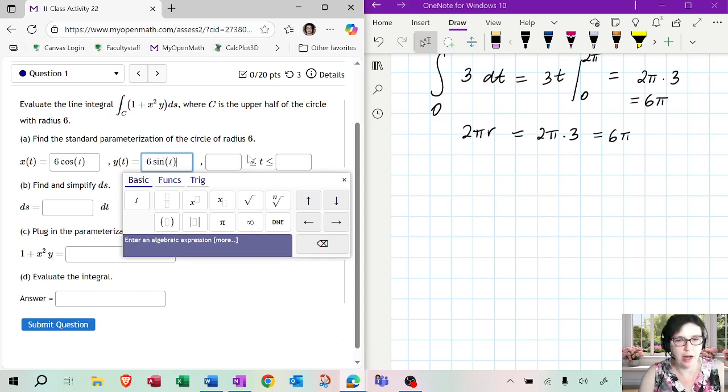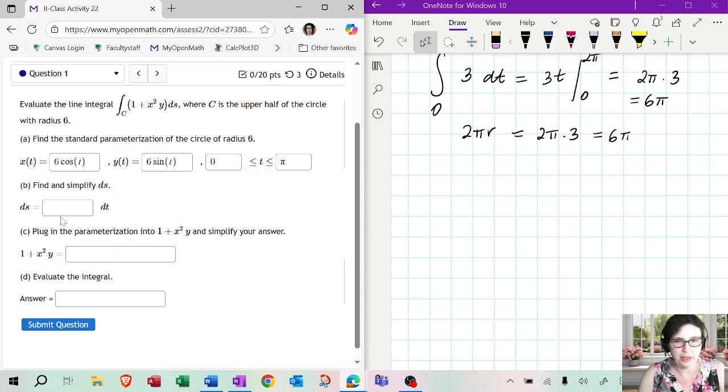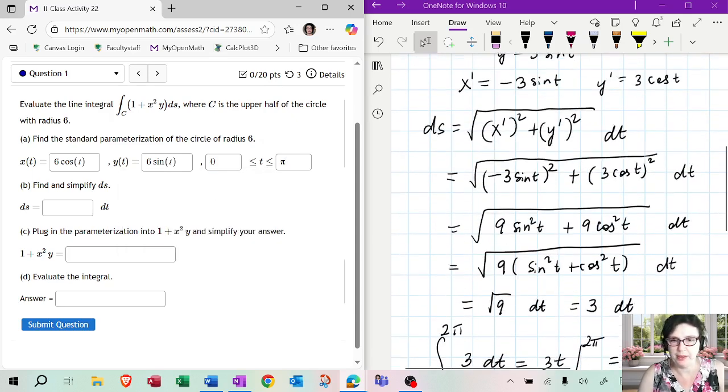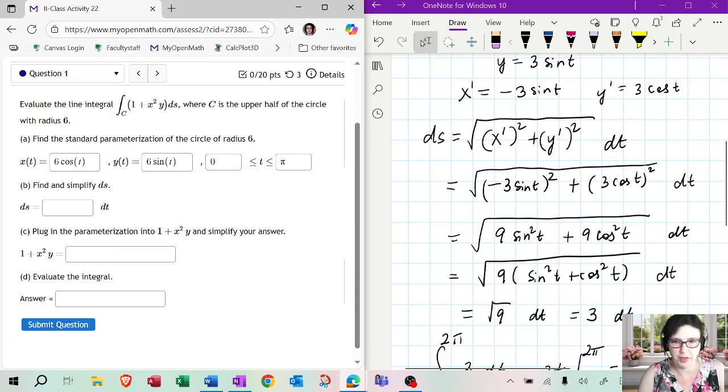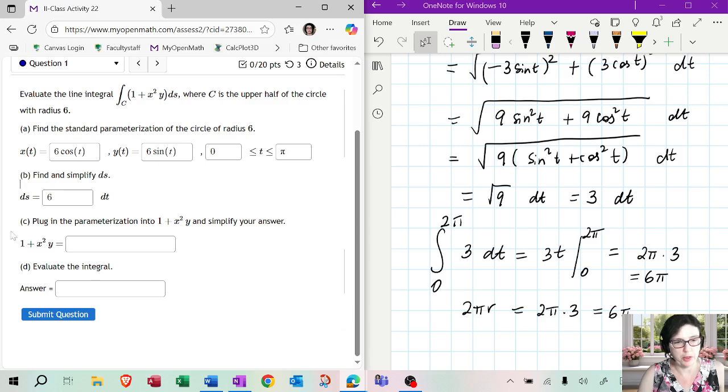Now, because it says upper half, that would be from 0 to pi, right? So we're not going all the way around, we're stopping at 180 degrees. Now, finding and simplifying ds would be exactly the same thing that I just did over here. The only difference is instead of 3 that I had, this is 6. So I'm not going to repeat the calculation, so this is just going to be 6 dt. Now, this part is going to be different.